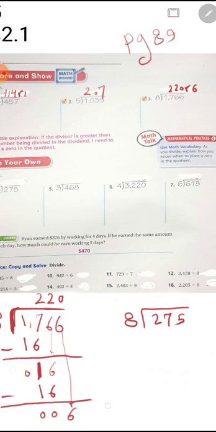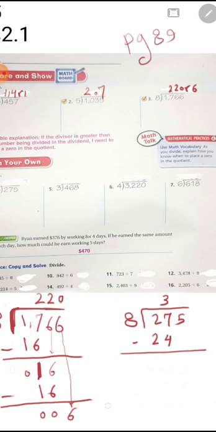Okay, now 27 divided by 8. How many 8s in 27, or which number will I multiply by 8? The answer will be close to 27. If you think about the times table of 8, you will find it will be 3 in the tens digit. 27 tens divided by 8 equals 3 tens. Now 3 multiplied by 8 equals 24, right?